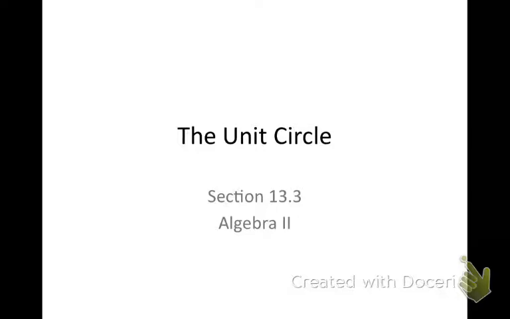Today we're going to talk about the unit circle. Okay. Again, this is some good trig stuff.